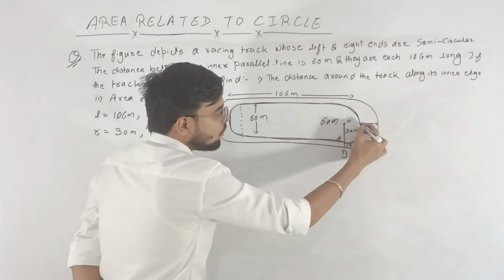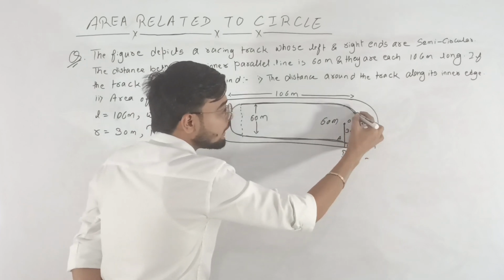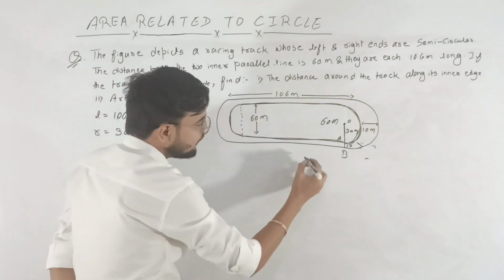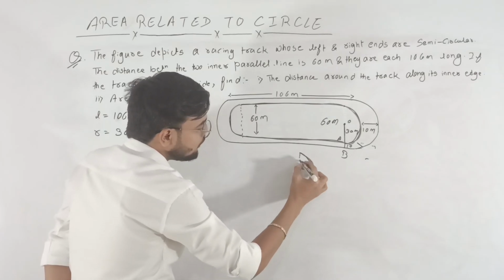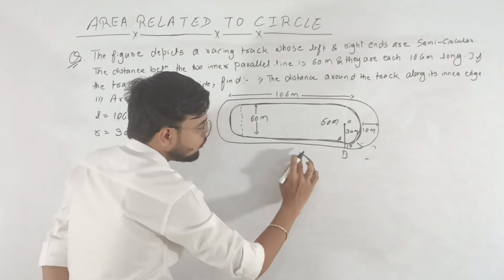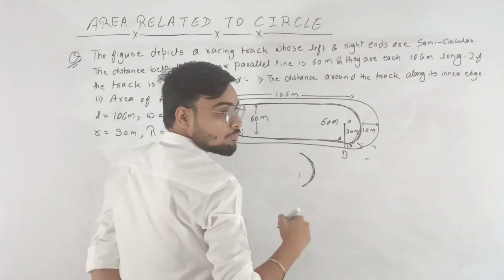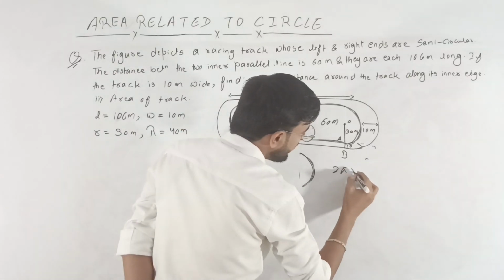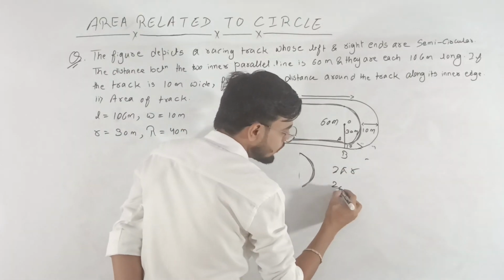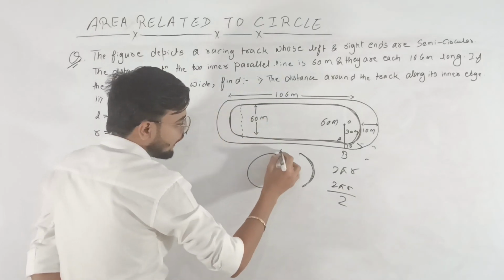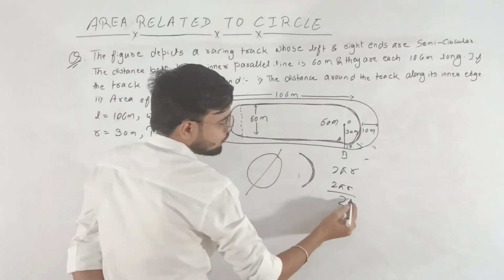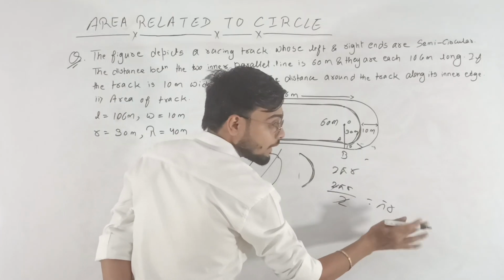Now the length of this semicircle means we have to find the circumference of the semicircle. We don't include this diameter in this circumference. So the circumference of a circle is 2 pi r. So the circumference of a semicircle is 2 pi r upon 2. Why 2? Because a semicircle is the half part of a full circle. So the 2 cancels, and the circumference is pi r.